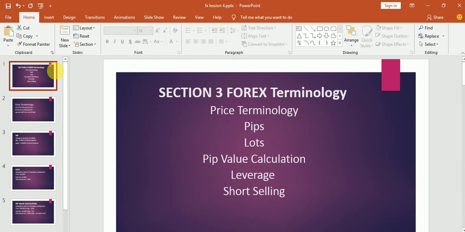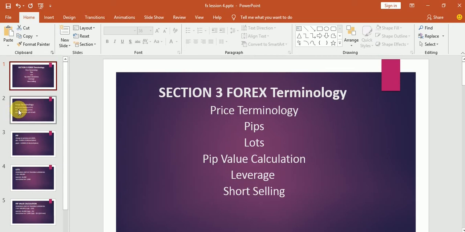Section 3, forex terminology. These are very important that you know them, because in the world of forex, these are the things you will be hearing. When you hear pips, lots, how to calculate pip, leverage, short selling, long selling, and all that, how do you understand it? So I'll try my best to explain it as simply as possible, so you can easily grasp it. I may not be talking about too much grammar, but just give you tips on how you can understand it, so that wherever you hear it, you will not find it difficult to understand.